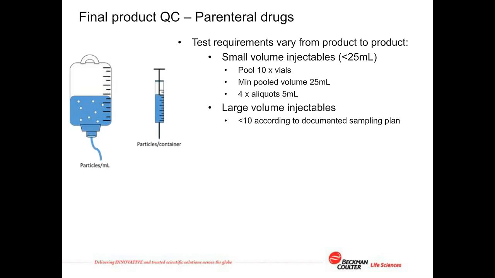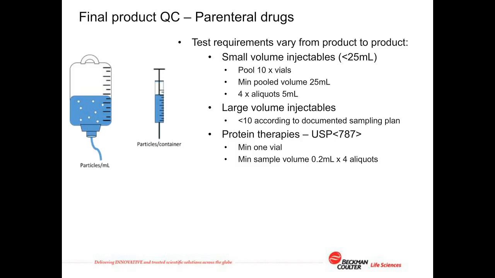If you have large volume injectables, such as IV drip bags, the sampling is different, so it requires you to create your own sampling plan, and you can sample less than 10 of these bags together when you're doing this test. And of course, on top of that, we have the new guidance from the United States Pharmacopoeia, USP 787, which is focused on protein-based therapeutics.